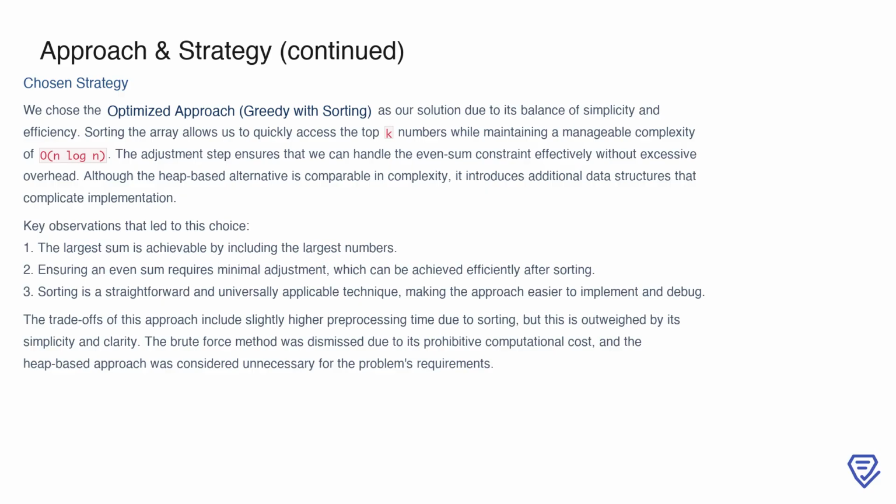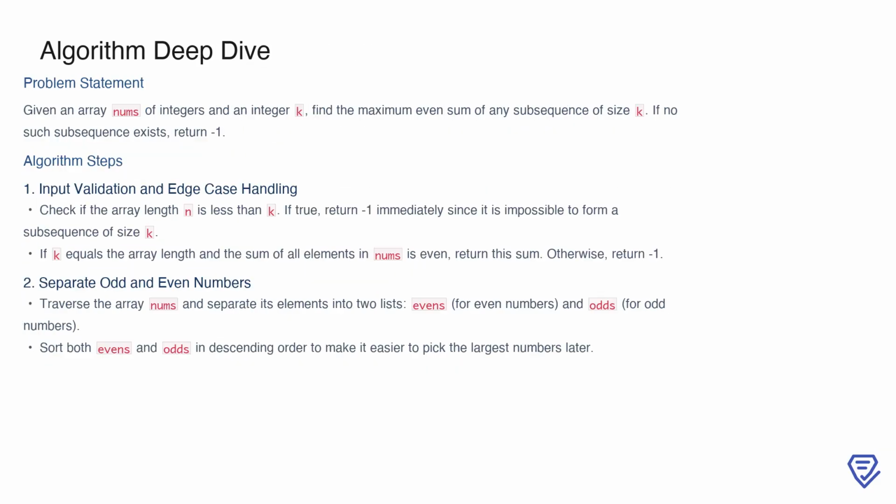By choosing the optimized approach, we strike a good balance between efficiency and simplicity, ensuring the solution is both performant and easy to understand. The problem asks us to find the maximum even sum of any subsequence of size k from the given array nums. If it's not possible to form such a subsequence, we should return -1.